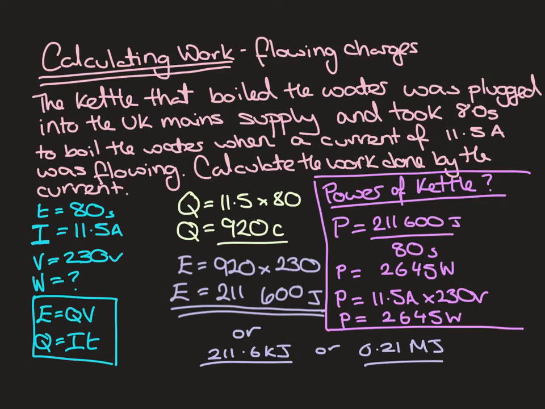So if we go back now and revisit the example with the kettle boiling the water, we can work out the power of the kettle. So the kettle transferred 211,600 joules in 80 seconds.